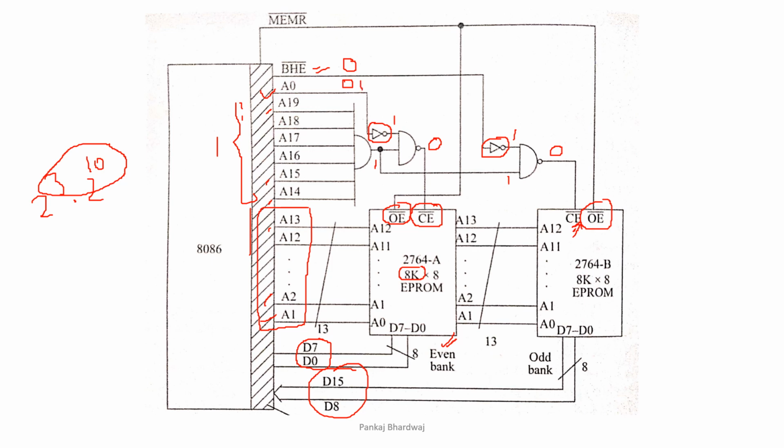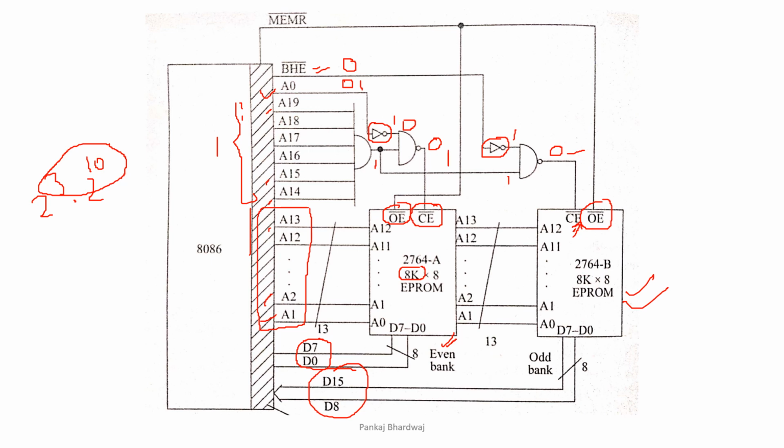When BHE is 0, that means this will be 0 because this is 1 and this is 1. So this 1 and 1 is 0, that means this is enabled. But what about the odd, even bank? This is 1, that means after passing through this inverter this will become 0, and when any of the signal is 0 the output is 1.